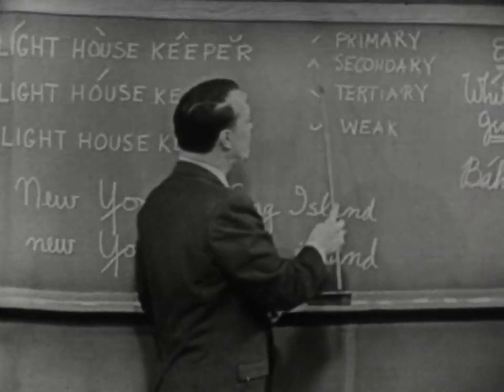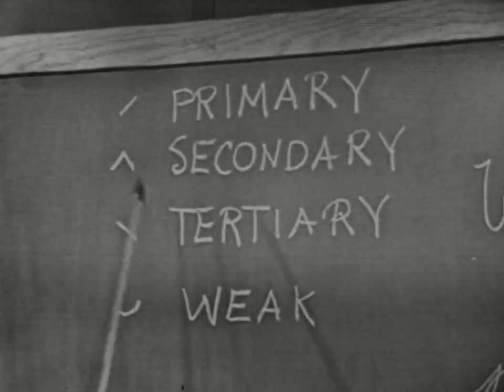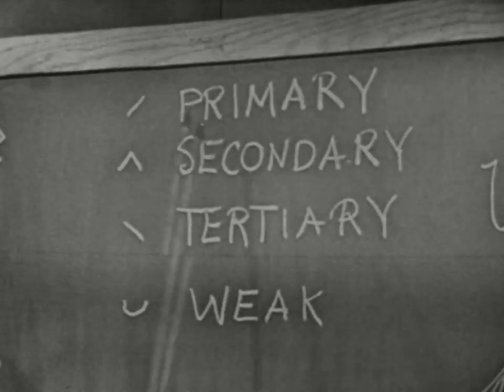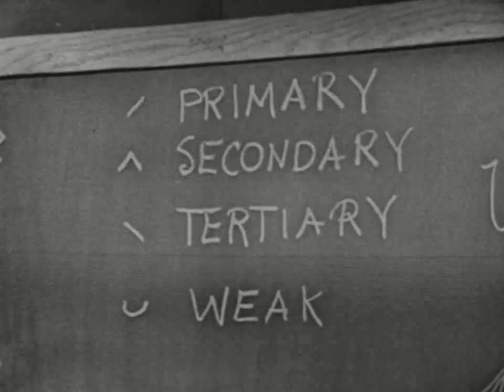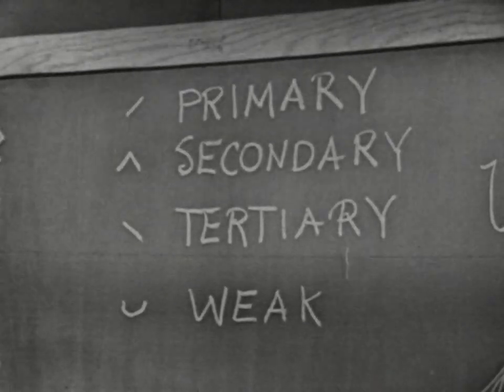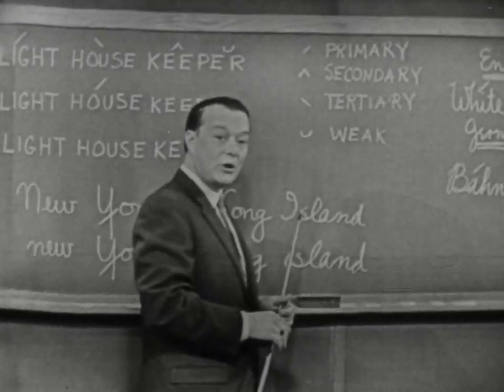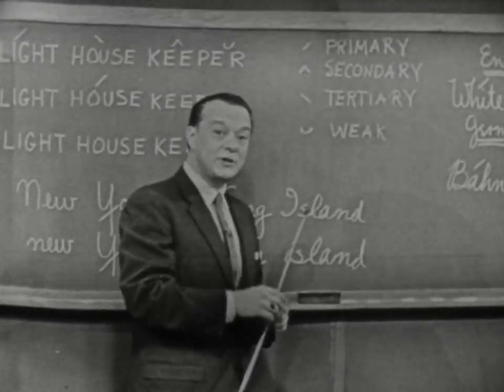These 4 stresses are the ones that we have in English. This is the answer to our question. And they are primary, secondary, tertiary, and weak. These are the labels I want to give them. You can call them A, B, C, D if you want. Number them 1, 2, 3, 4. I don't care. Just as long as we all agree we are talking about 4 significant degrees of loudness in the system of English.